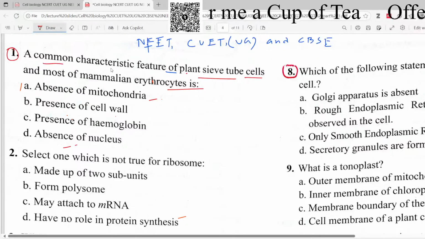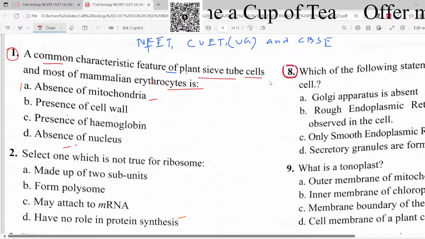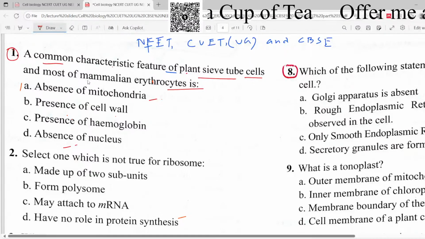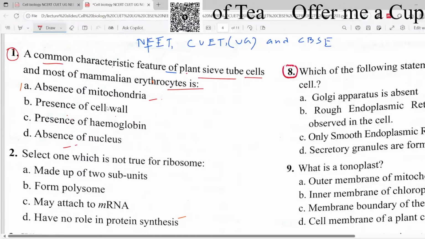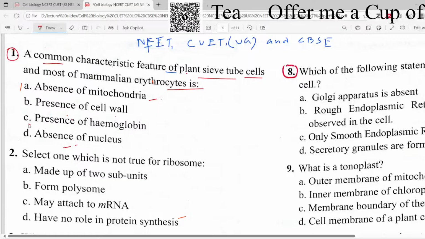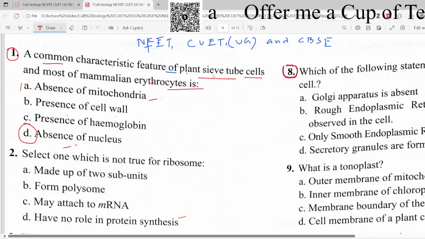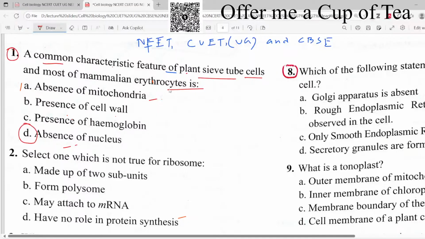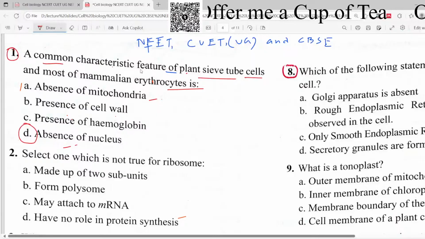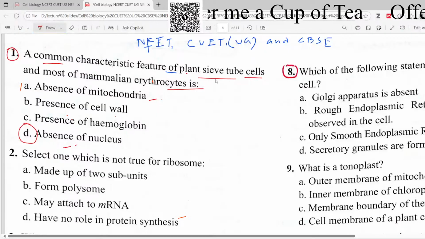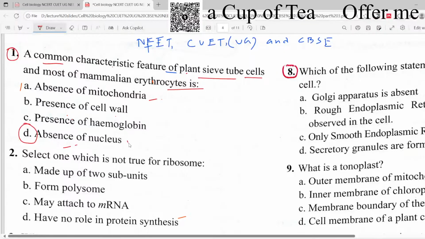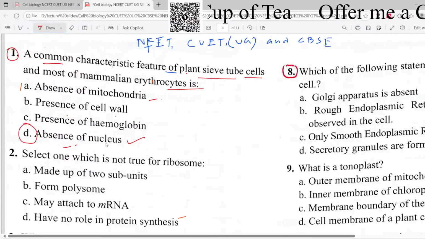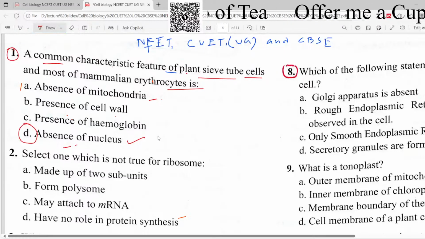Again I read the question. A common characteristic feature of plant sieve tube cells and most mammalian erythrocytes is: here the correct answer is absence of nucleus. Both mature mammalian RBCs or erythrocytes, as well as plant sieve tube cells, don't have any nucleus. So the correct answer is absence of nucleus, option D.